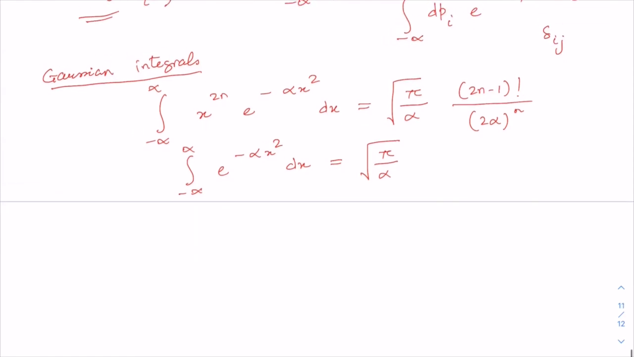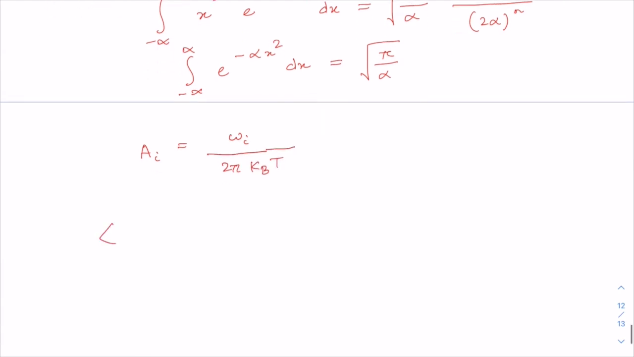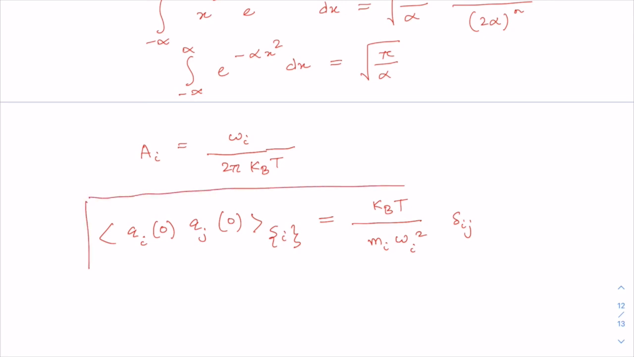You can utilize these integral formulas, and then if you put a_i equal to omega_i divided by twice pi k_B T, you will be able to obtain this expression. This is a very straightforward calculation. Some of the calculations we will do in the problem solving session as well for your practice. You will get it as k_B T divided by m_i omega_i squared, and to emphasize, here i is equal to j only, then only this becomes a non-zero quantity.